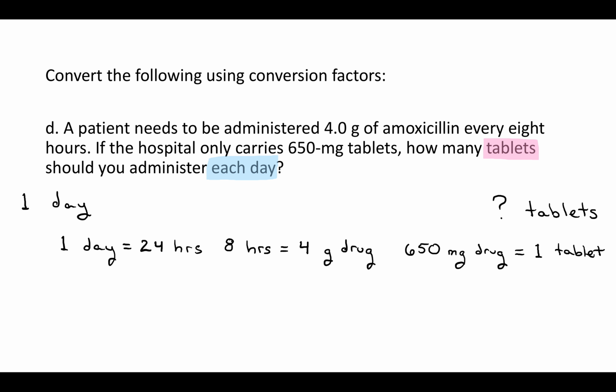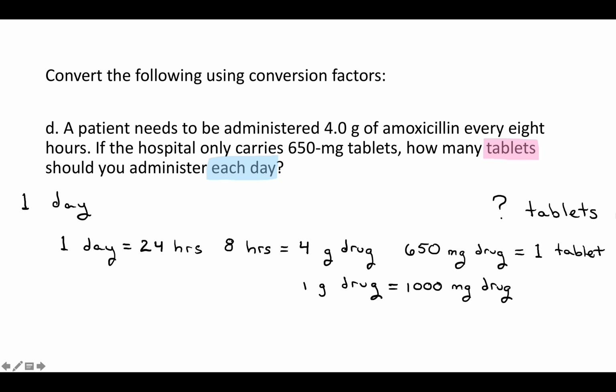But then I'm stuck because this third conversion factor doesn't have grams of the drug. It has milligrams of the drug. But I can get from grams to milligrams because I know that for every 1 gram of the drug, there are 1,000 milligrams. So I can get from this grams of the drug to milligrams of the drug, and I can use this last conversion factor to get from milligrams of the drug to tablets.